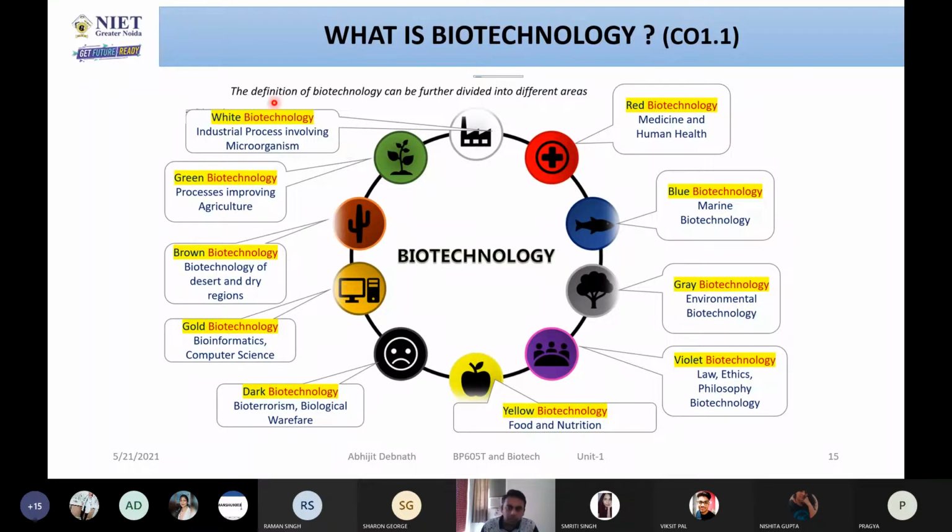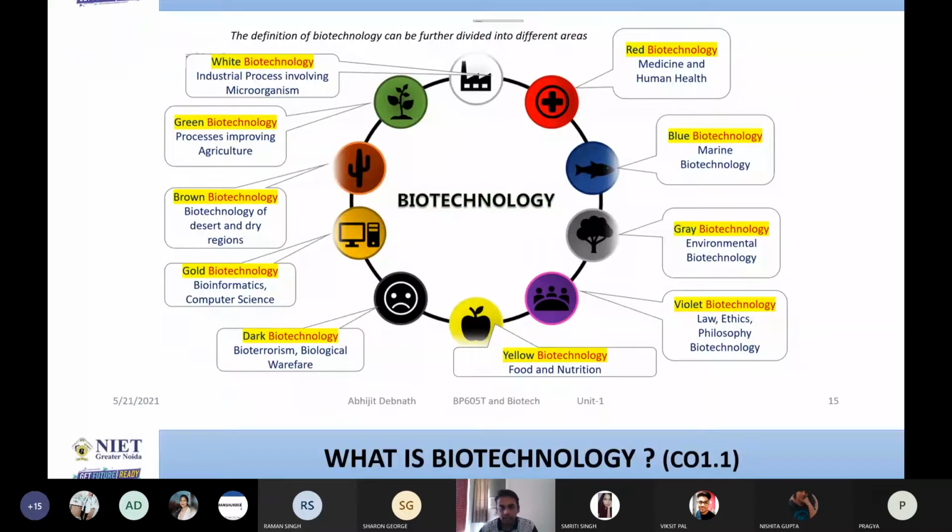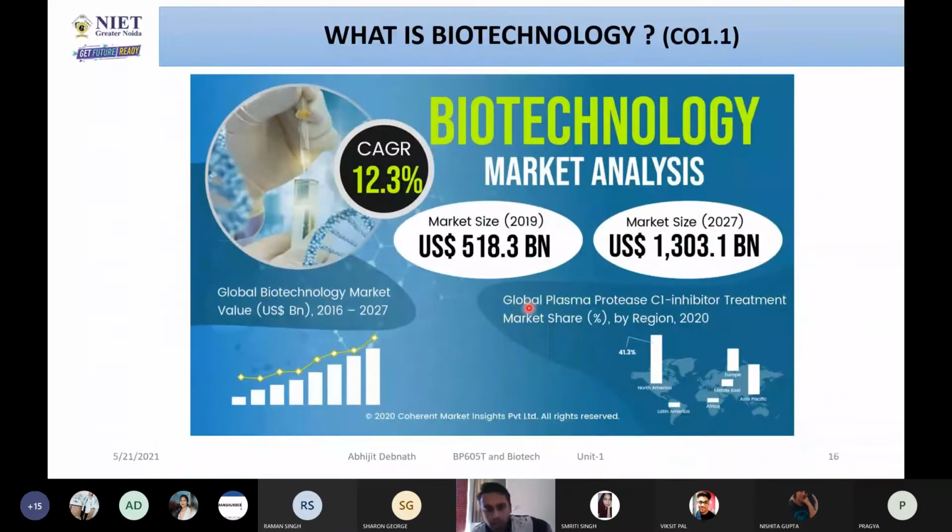For our studies, the most important parts are white biotechnology and red biotechnology. Some other areas are also important: gray biotechnology, gold biotechnology, and dark biotechnology. So in our entire syllabus, these various segments are highly highlighted. I also told you about the overall market of biotechnology and how it is growing. You have a very good, very bright future in this field.